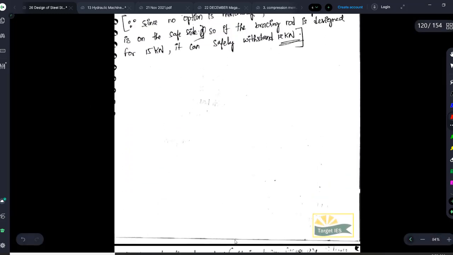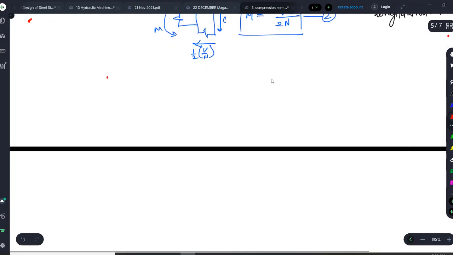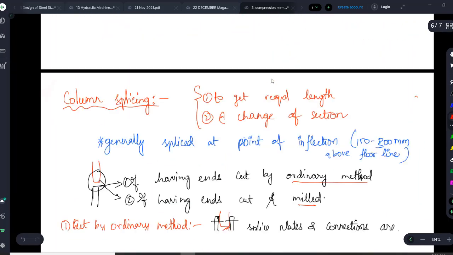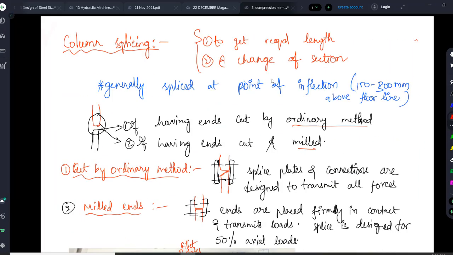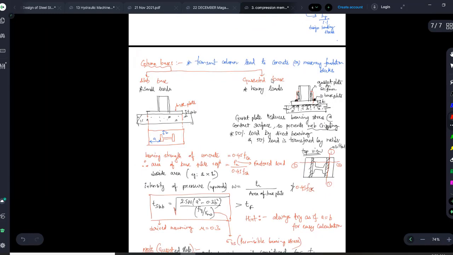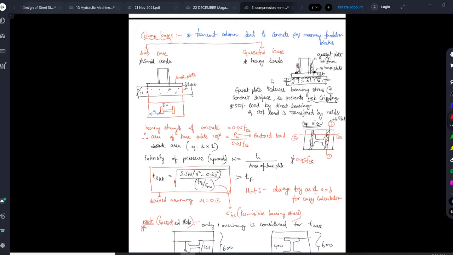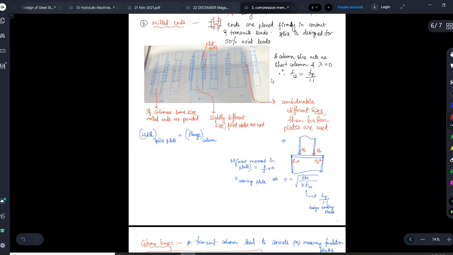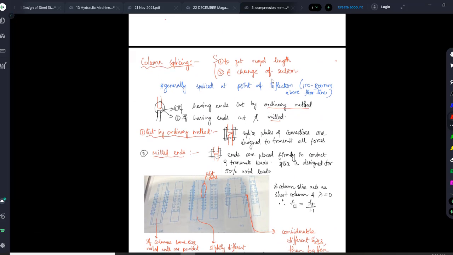Okay. So in the next module, I am going to teach you miscellaneous concepts. In the next module, module number 6 of compression members, I am going to teach you some miscellaneous concepts like column splicing as well as column base. Column base is a very important question, especially for your GATE. I am expecting a question from here. So have some patience. This comes under miscellaneous topics to be precise, but we will study it in compression members itself so that it will be convenient for us. So see you in the next module.